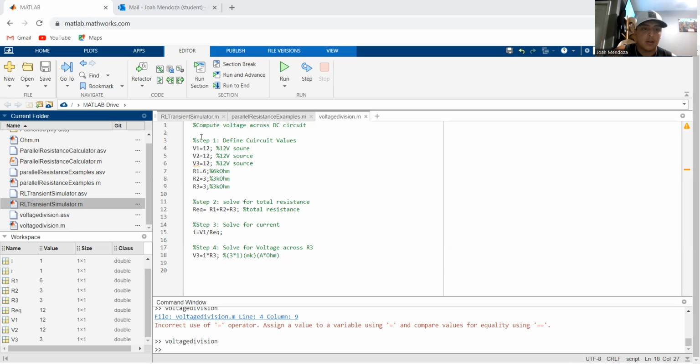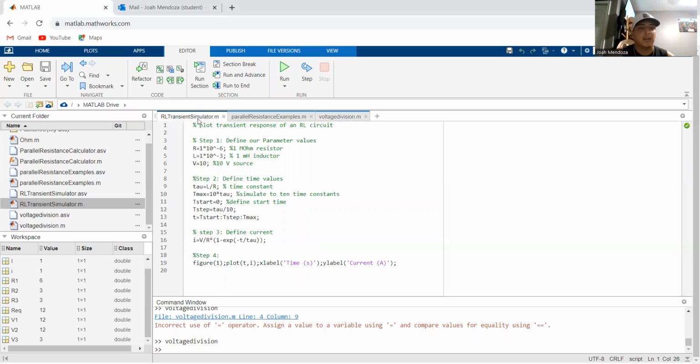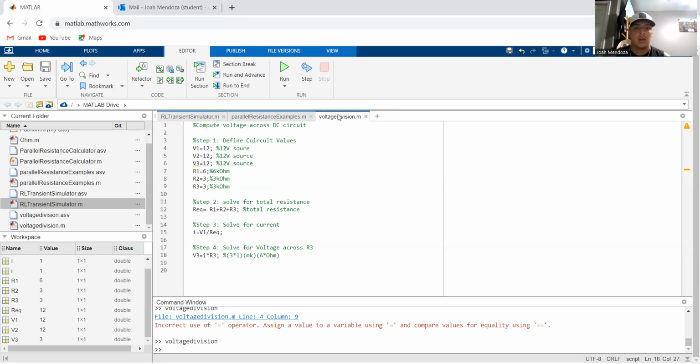So what I did, I noticed that this was similar, so I based my function off of this RL transient simulator that we used for homework and in class. But I went ahead and created my own. So this is how I put it together. The overall objective is to compute voltage across the DC circuit.